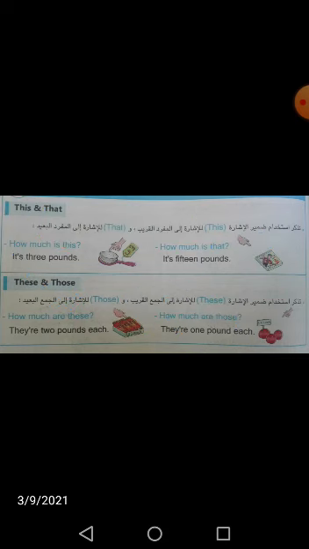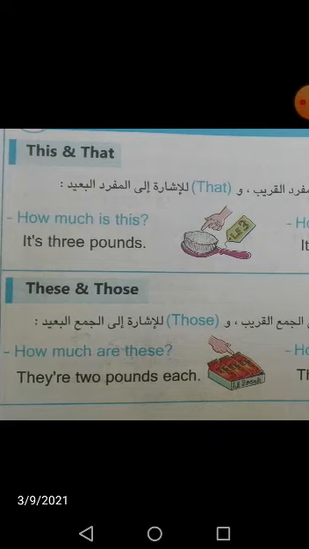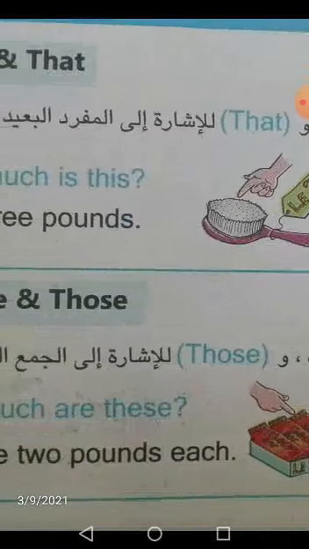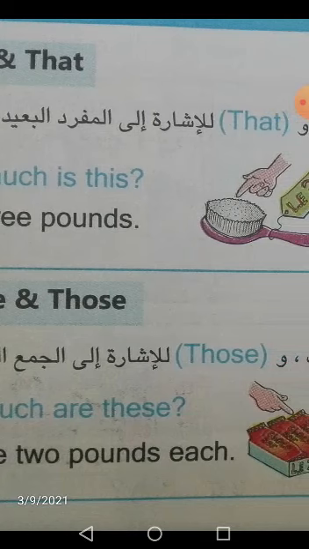Okay, let's see the first picture. This is a hairbrush. Hairbrush, grade four. Near or far? Near. Excellent. I have to say this or that. This. Excellent, because this is for near. How much is? This is singular because this is one brush, okay?